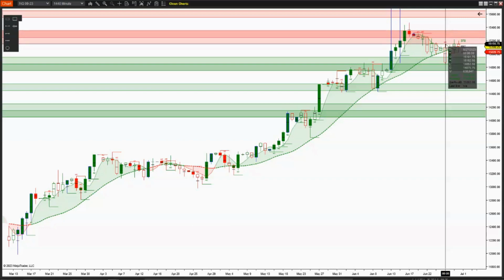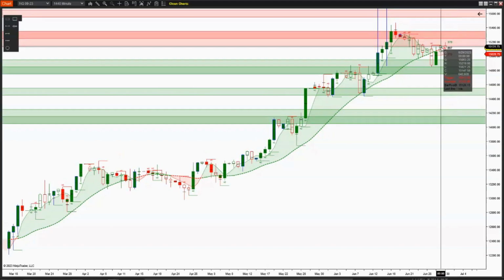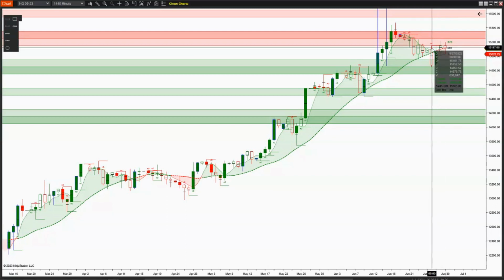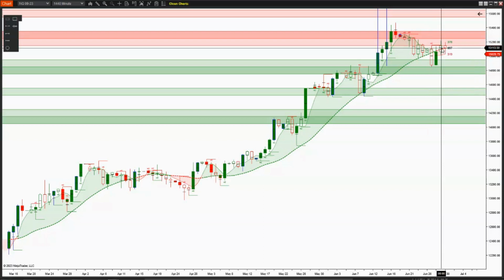So the high of this is 152.50. The close, all right, now let's get this close. The close here is 147.50. So we're right under that. All right, so the high 152, close 147.50.